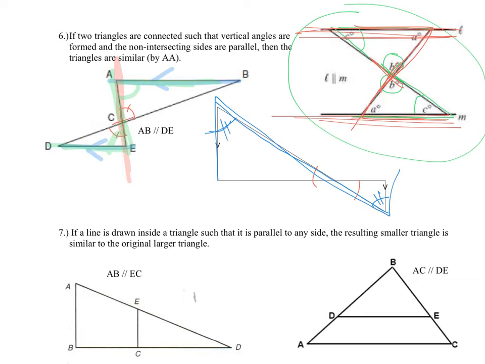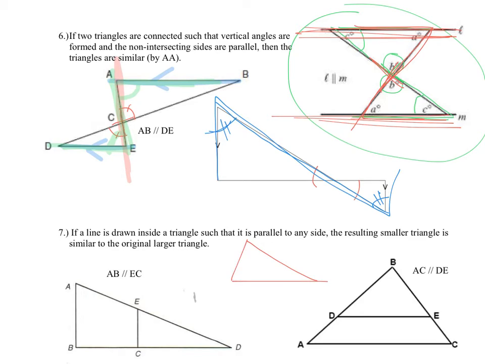Okay, number 7. If a line is drawn inside a triangle such that it is parallel to any side, the resulting smaller triangle is similar to the original larger triangle. Let's actually just start with any triangle. Everyone just draw a triangle. If you want to draw yours like mine, I'm just going to make a triangle like that.